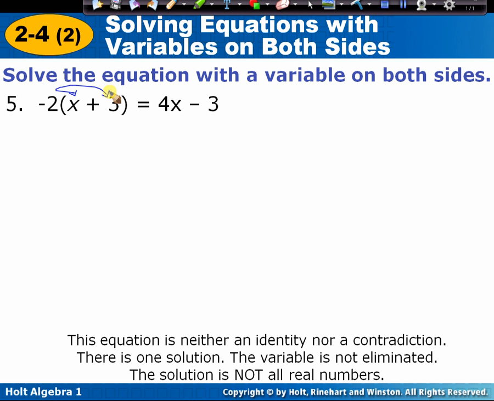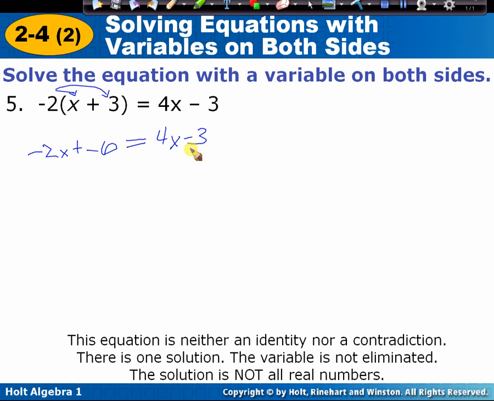All right, the first thing we're going to do is distribute our -2. Keep in mind it is a -2, so it becomes -2x plus -6. You can also write this -6 as -2x minus 6 or plus a -2/6. Either way works just fine. Bring down your equal sign. You have 4x minus 3 on this side of the equal sign.